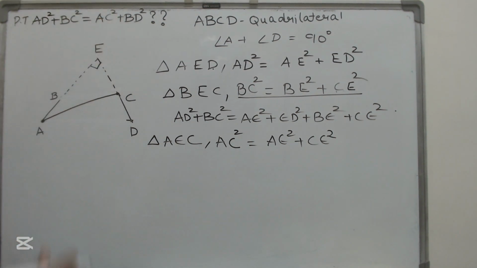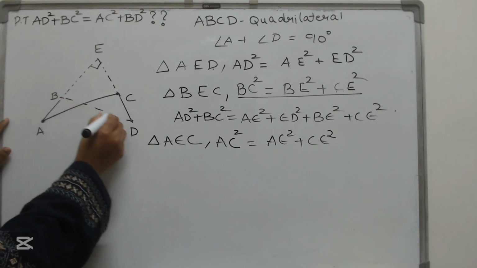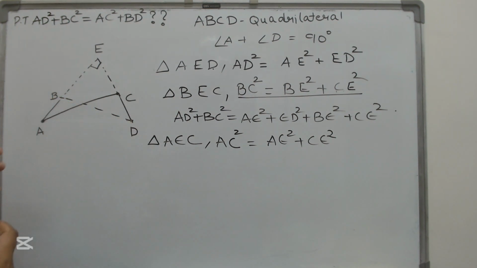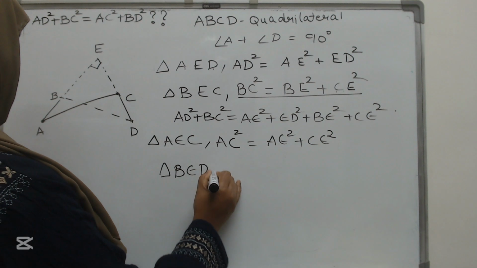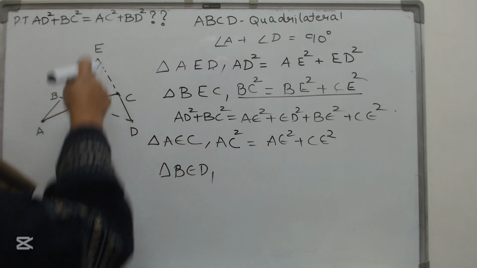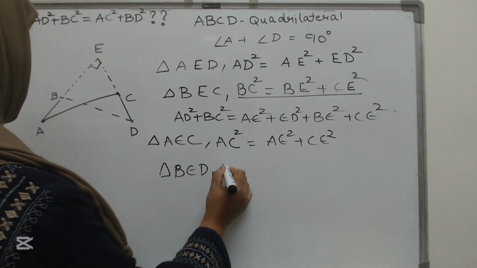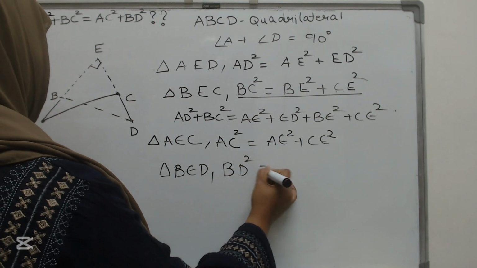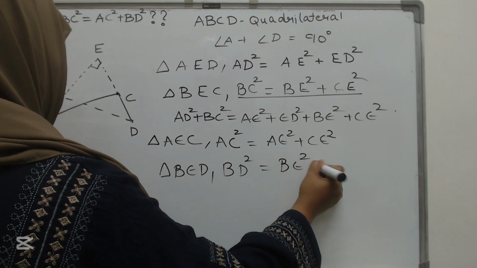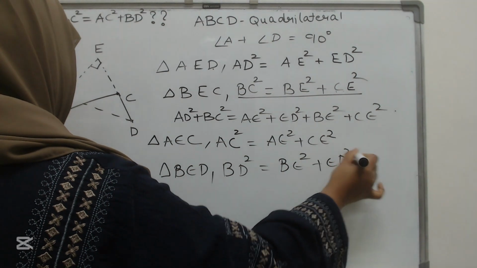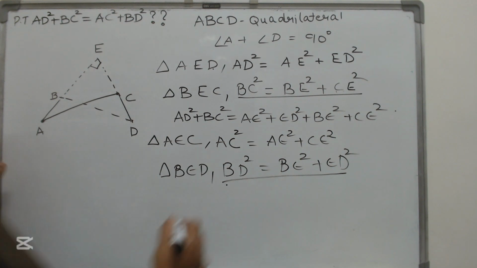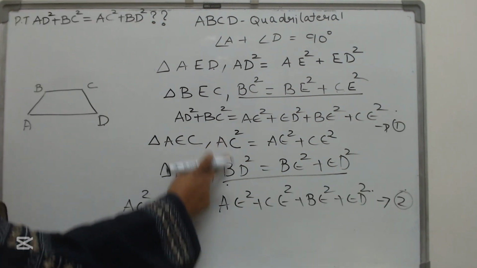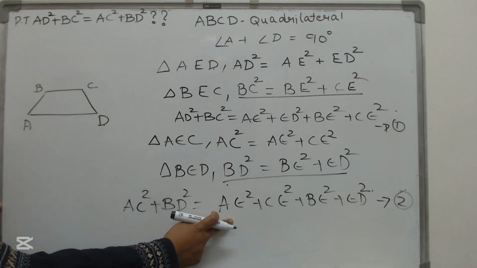Again BD square. What do we do? Join BD. Again what do you get? Again a beautiful right triangle. Apply the Pythagoras theorem once again. Then what do you get? The hypotenuse this time is actually BD, right? So BD square is equal to BE square plus ED square. Add both of them. Then you should get this. So add these two, you get such an equation.